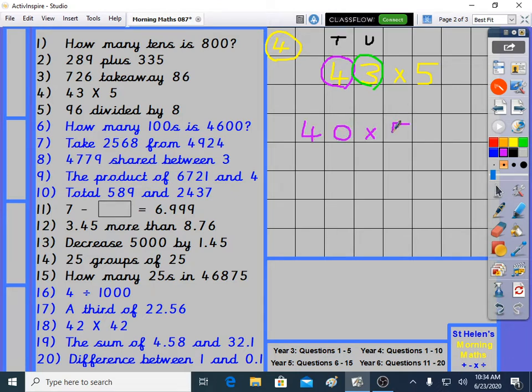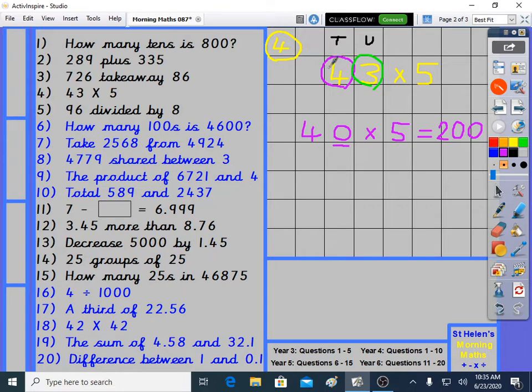Now I'm going to do this by doing 4 times 5 and then placing a 0 at the end. Do you know 4 times 5? 4, 8, 12, 16, 20. So I write the 20, then I place this extra 0 on the end. 40 times 5 is 200.